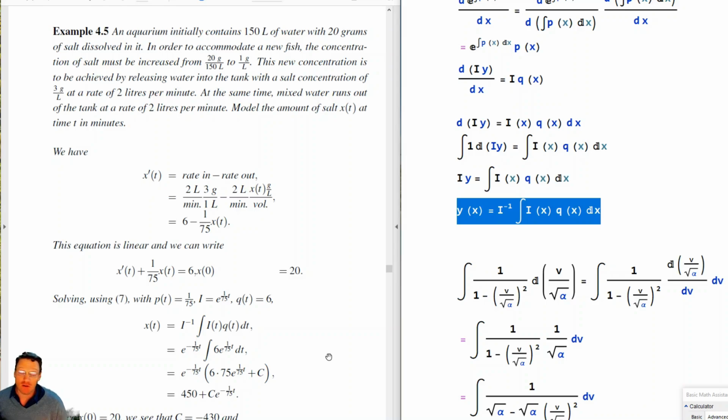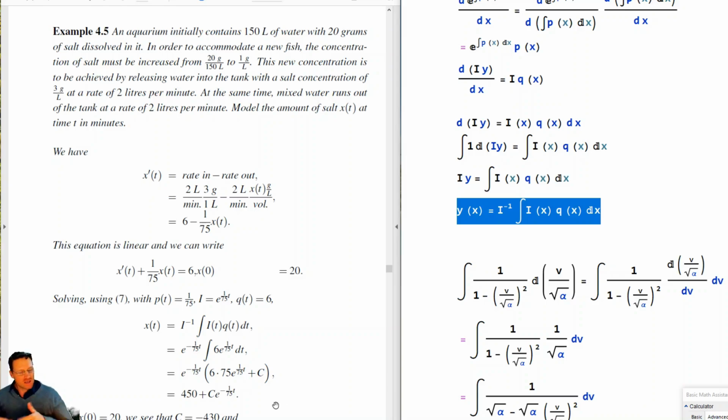Let's see, the integral of 6 e to the 1 on 75t. So 6 times 75 e to the 1 on 75t, and then plus our integrating factor. So that's times there. All right, so multiplying those together and then multiplying e to the minus 1 on 75t in, the product of 6 and 75 is 450, so we've got 450 plus c times e to the minus 1 on 75t once we multiply that in and expand.